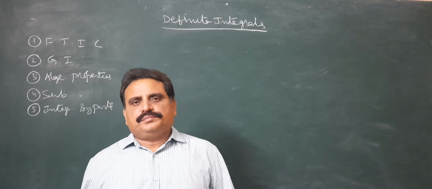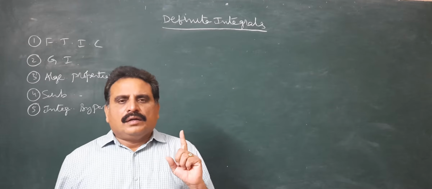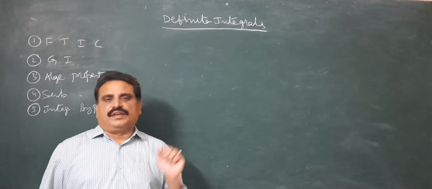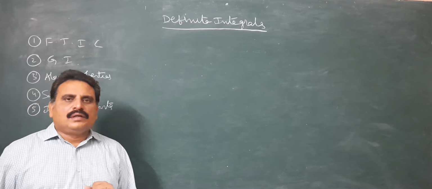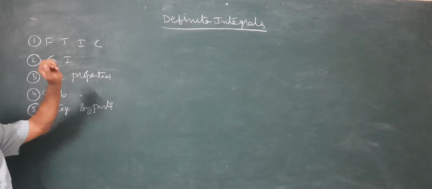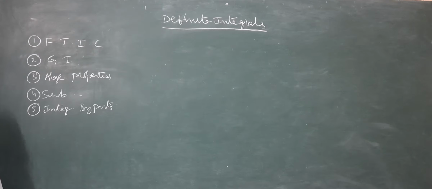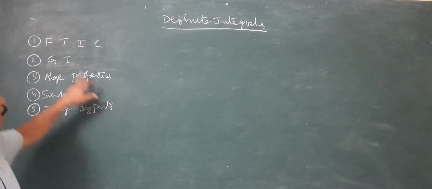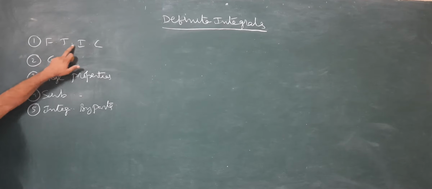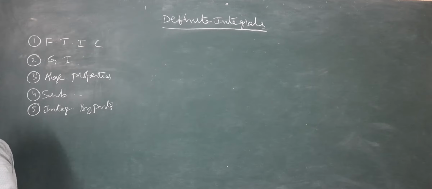The first one is the fundamental theorem of integral calculus. Second one, geometrical interpretation. Third one, algebraic properties. Fourth one, substitution method. Fifth one, integration by parts. Now we are going to the first one, the fundamental theorem of integral calculus.